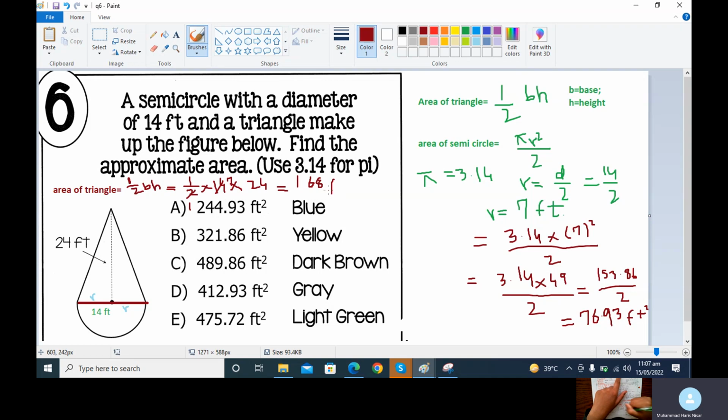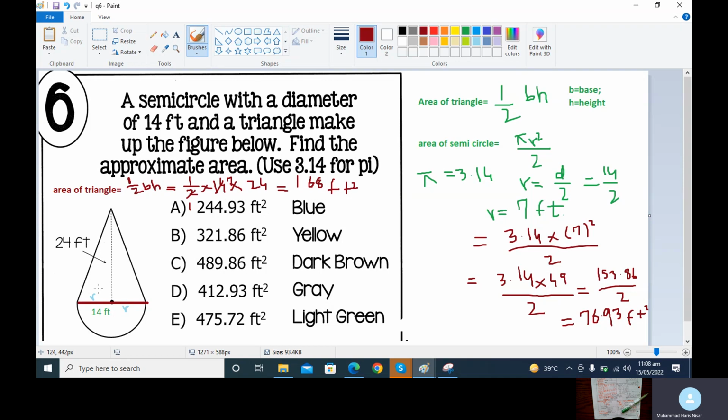Why did we need to find the area of the semicircle? We need to find the area of semicircle because this is a complete figure. We need to find the area of the complete figure. But we don't have parameters to find it directly.